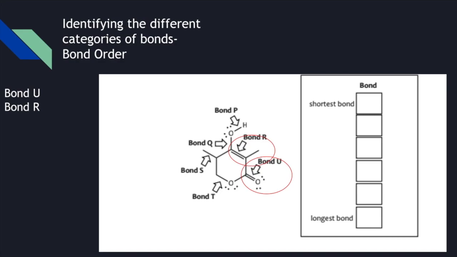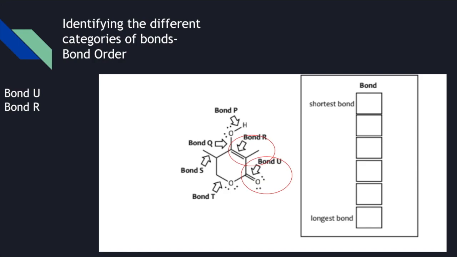double and single bonds. Bond U and R both involve double bonds. In determining which of the double bonds is the shortest, we must thus look at the electronegativity of the atoms involved in the double bond. Bond U is shorter because it has a more electronegative atom involved in the double bond, compared to bond R, which involves 2 carbon atoms. Oxygen is more electronegative than carbon.